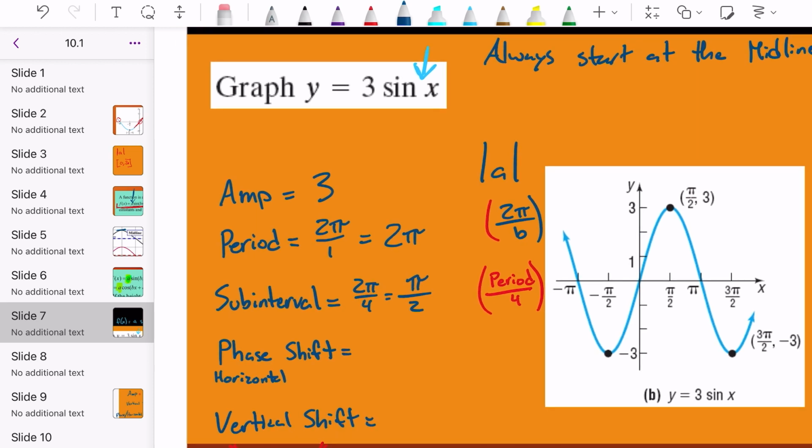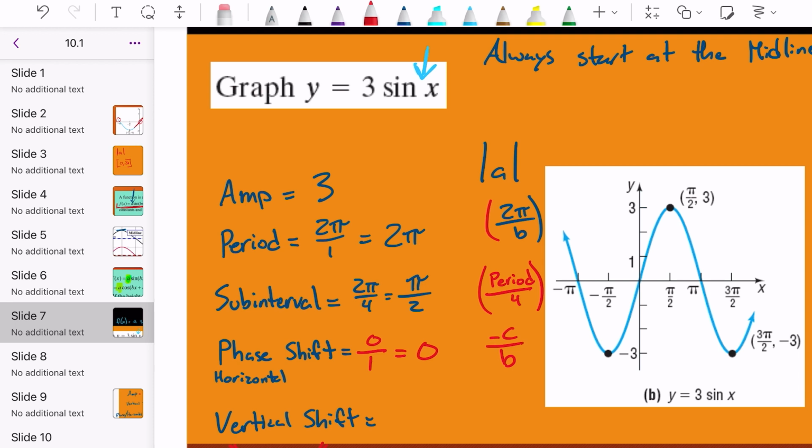Let's take a look at our phase shift. We're going to go ahead and find our phase shift by taking a look at the equation of negative c over b. Now in this case, because we have no negative c, that would actually be 0. And it's going to be divided by b, which is our 1. 0 divided by 1 is 0. So there is no phase shift or horizontal shift.